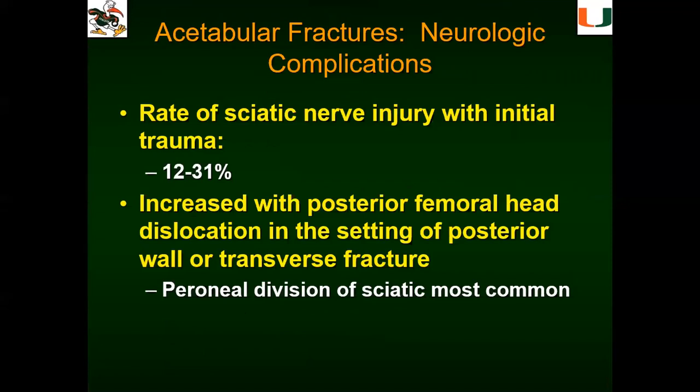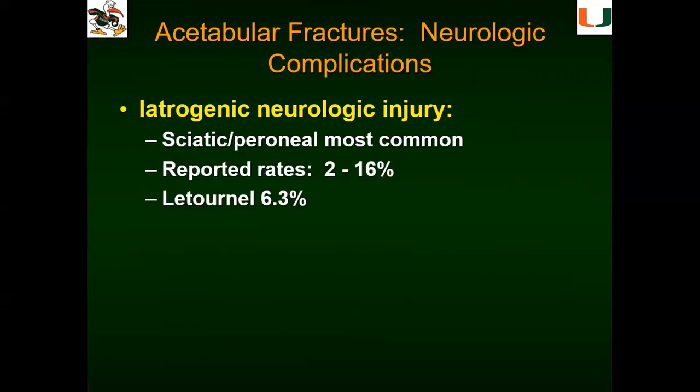So when you look at the literature in terms of neurological complications, sciatic nerve injury with the initial trauma is reported up to 31%. Again, the peroneal nerve division is the most sensitive and they'll clinically present with the foot drop. Most oftentimes it's a traction type of injury to the nerve, so they can resolve spontaneously without neurolysis. Iatrogenic neurologic injury, again, the sciatic and peroneal nerve is the most common. Reported rates are all over the literature. Letourneau reported up to 6%, but it has been reported up to 16%.